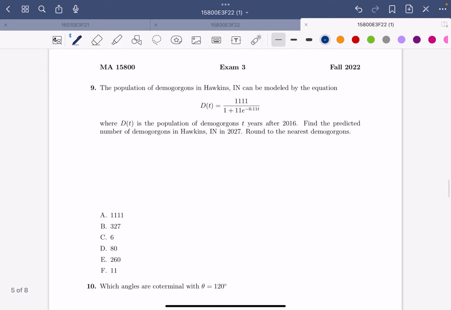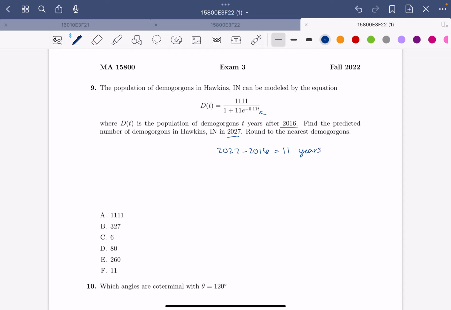Number 9. The population of Demogorgons in Hawkins, Indiana can be modeled by the equation d of t equals 1,111 divided by 1 plus 11 e to the negative 0.1 t, where d of t is the population of Demogorgons t years after 2016. Find the predicted number of Demogorgons in Hawkins, Indiana in 2027, round to the nearest number of Demogorgons. So, the tricky part about this question is actually knowing what value to plug in for t. So, pay attention to the fact this is after 2016, and we're trying to find it in 2027. So, 2027 minus 2016 equals 11 years.